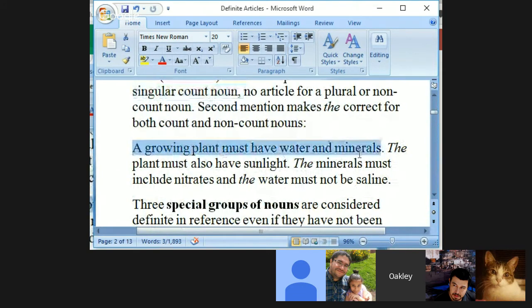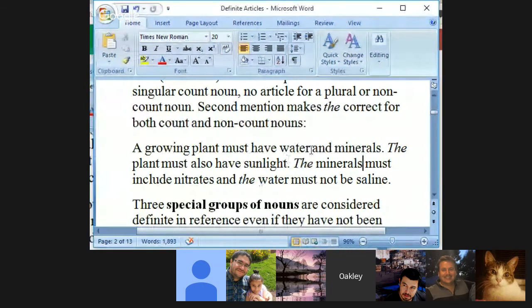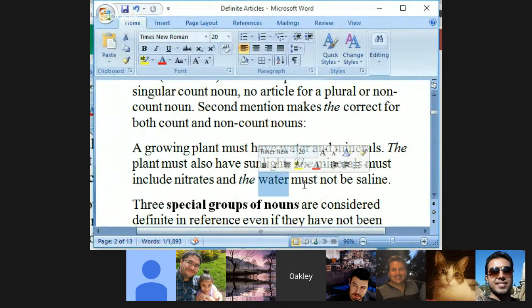All right, here's another example. A growing plant must have water and minerals. The plant must also have sunlight. Sunlight being uncountable, we don't use anything. The minerals, which are countable, even though it's plural, must include nitrates, and the water, which has already been mentioned above, must not be saline, and water is uncountable. So notice how that works. In successive following mentions, we use the for either countable or uncountable.